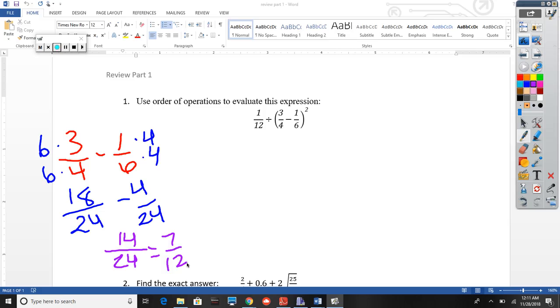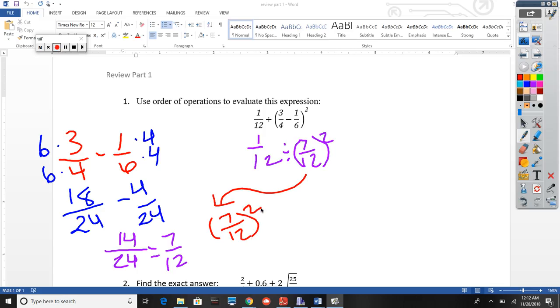Okay, so now I have this problem, 1 over 12 divided by 7 over 12 squared. The next thing I'm gonna do is square it. I'm gonna put it where it doesn't go crazy. Put it right here. So 7 over 12 squared means I'm gonna do 7 times 7, which is 49, and 12 times 12, which is 144. So now I have the problem.